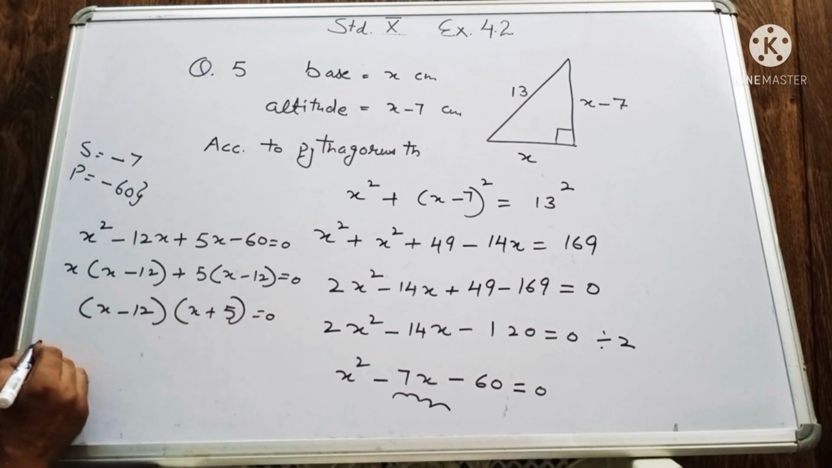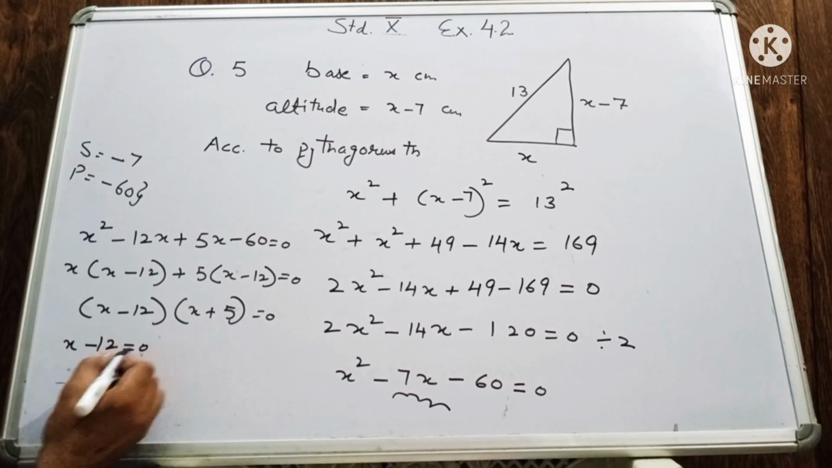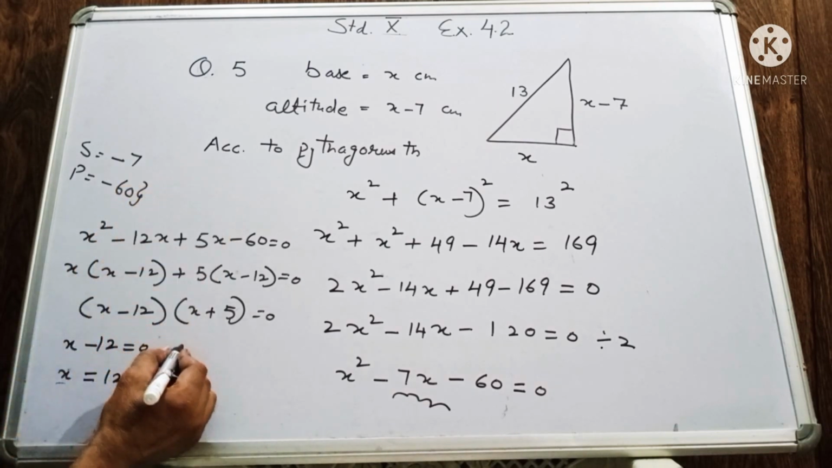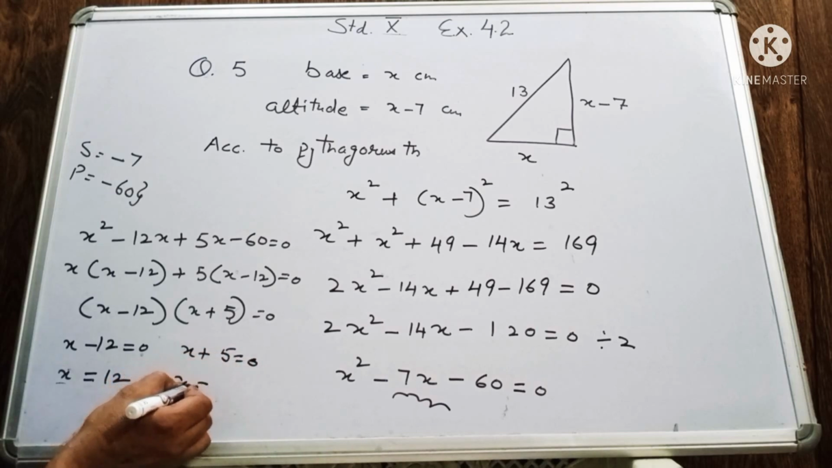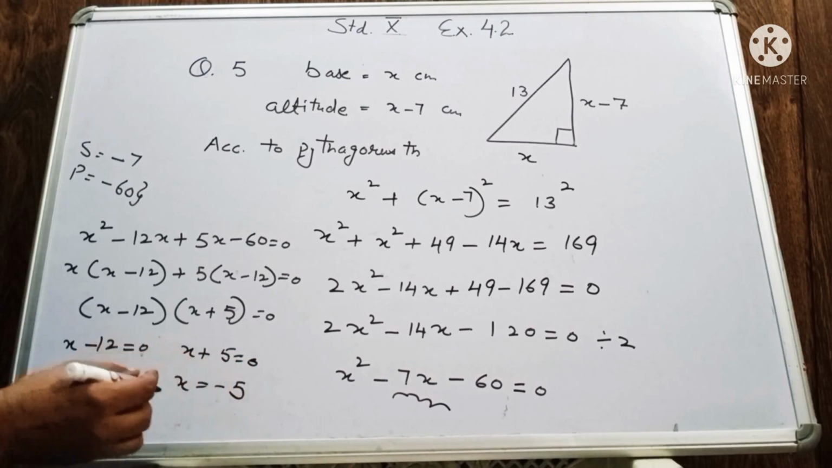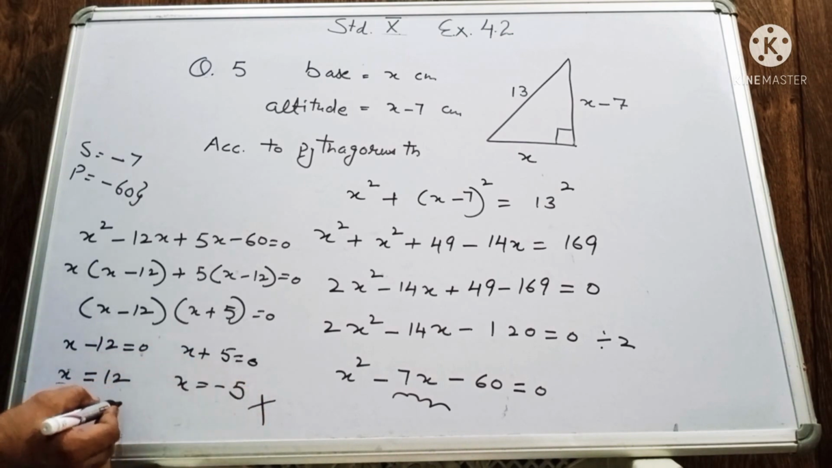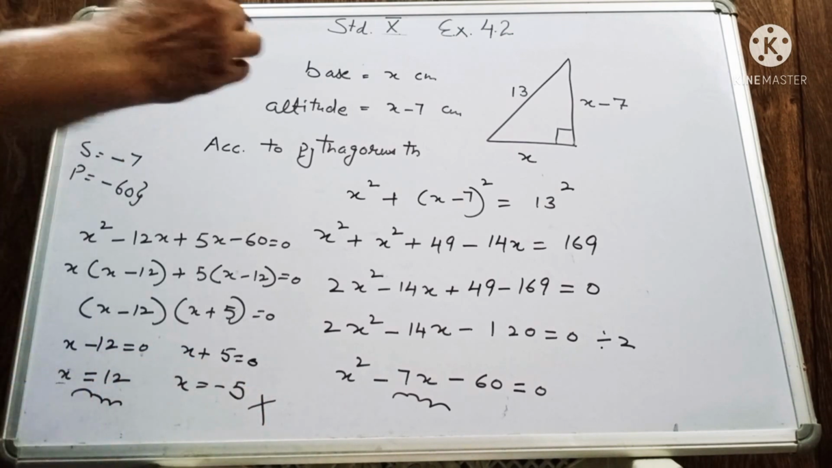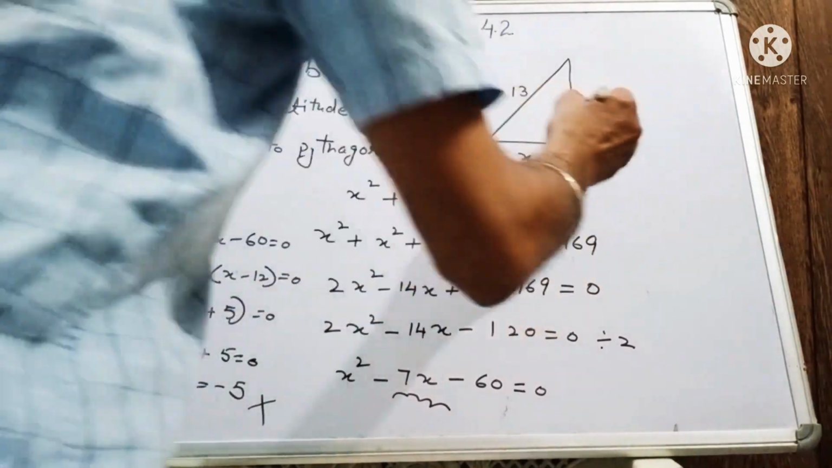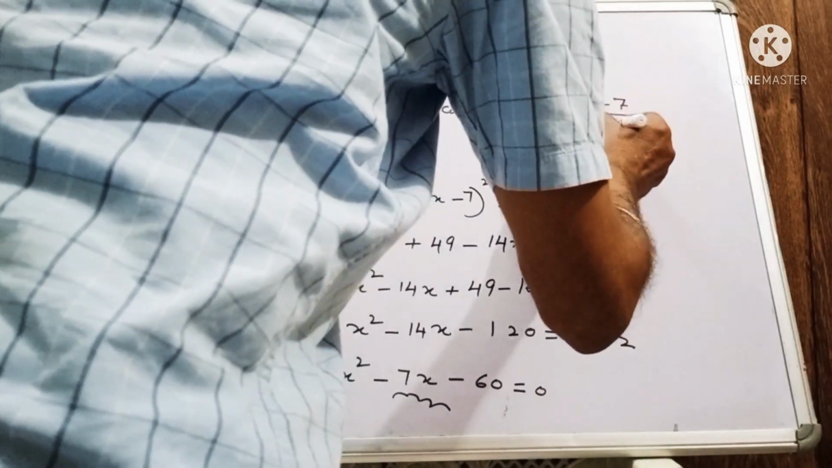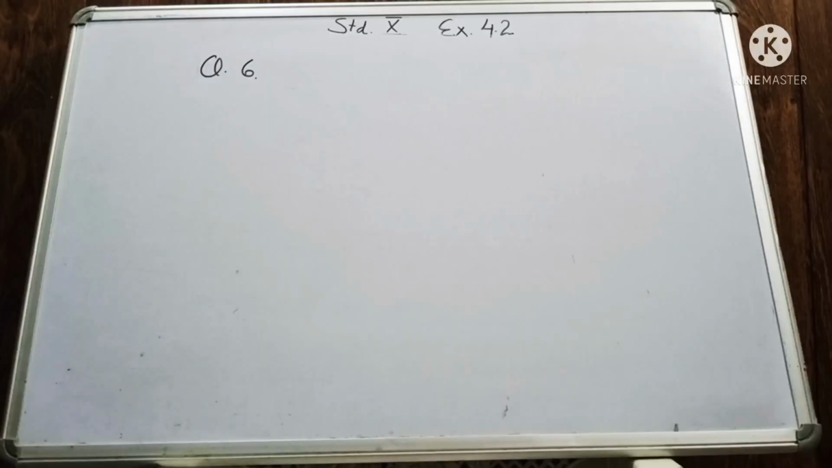Either x minus 12 is equal to 0 and you will get x is equal to 12, or x plus 5 is equal to 0 and x you will get minus 5. It is rejected. Sides of a triangle cannot be negative. So x is equal to 12. Base of the triangle is 12. Altitude of the triangle is x minus 7, 12 minus 7, it is 5 centimeter. Now we will do question number 6.